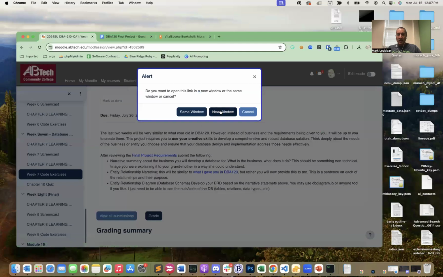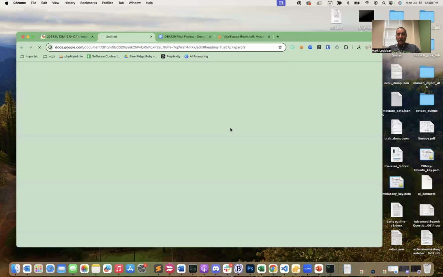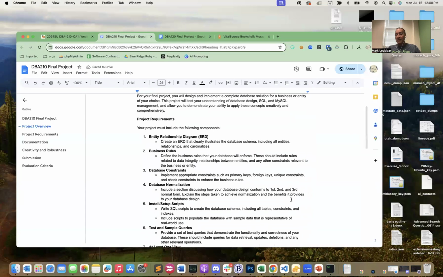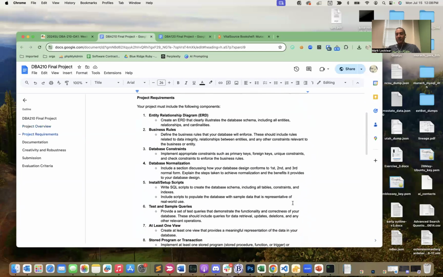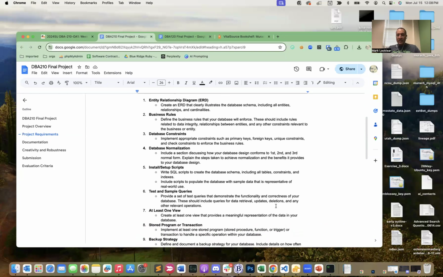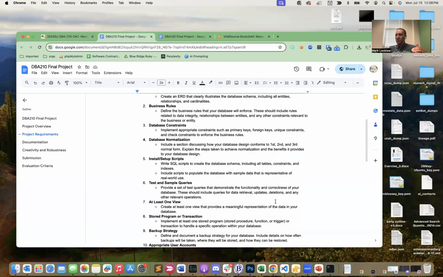Okay. There's a fair amount of clarity, I think. I've made this fairly clear, but these are general. I'm asking you for an entity relationship diagram. I'm asking you for business rules, constraints, database normalization, and setup scripts. So they're specific in that way, but obviously they're not specific to the database you're trying to build. That's going to be your job to come up with.